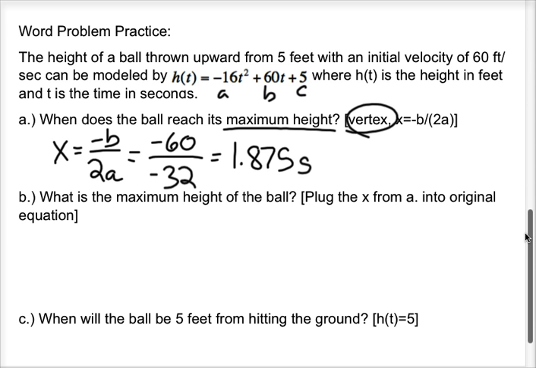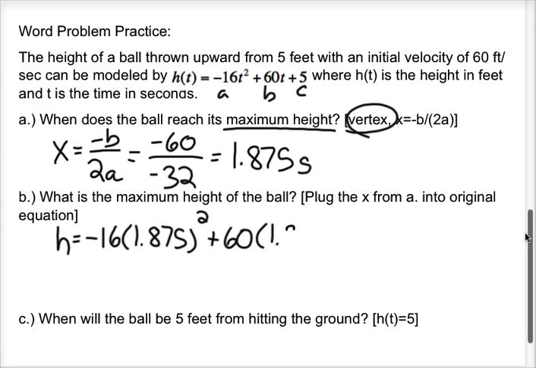All right, now, what is the maximum height? So what that means, the actual maximum height means we're plugging in that x we just found in part A into the original equation. So the height is going to be when we plug in that 1.875 in for t. Now notice I'm using x and t synonymously because in our equation we usually use x. This one just uses t for time. But in reality, those are synonymous.